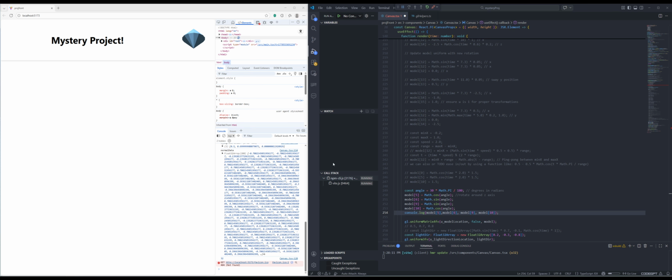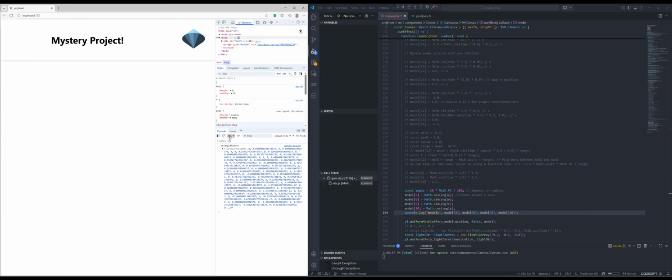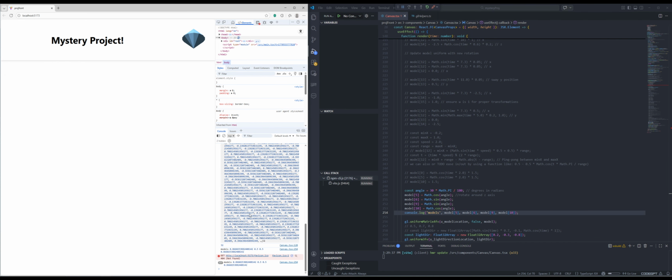Let's see what it will print out. Let's comment this out. Comma models. Clean this up, and see what it will give us. Models 0.08, 0.5, 0.5, 0.0866.